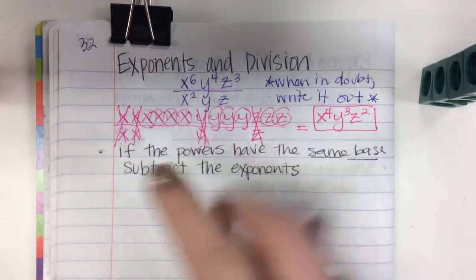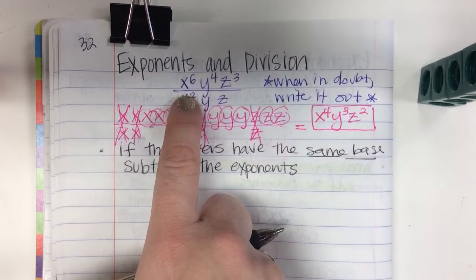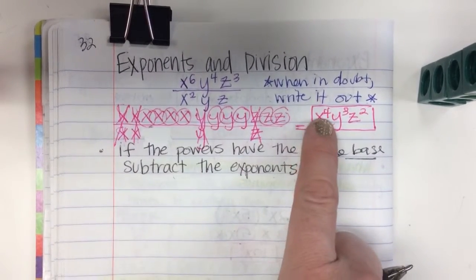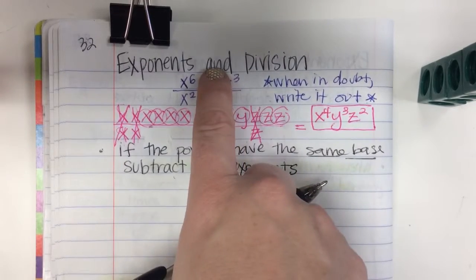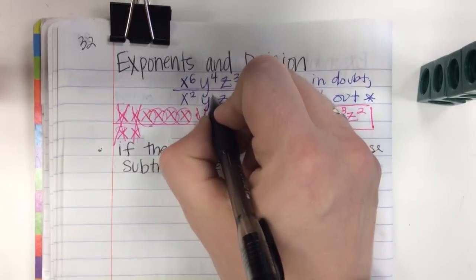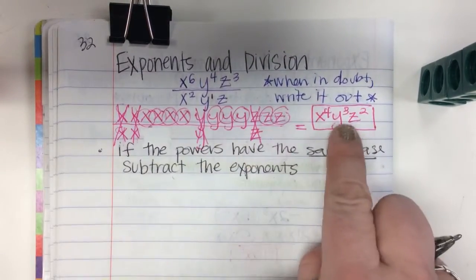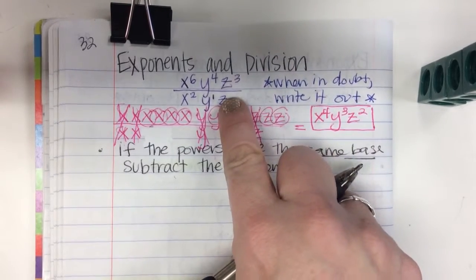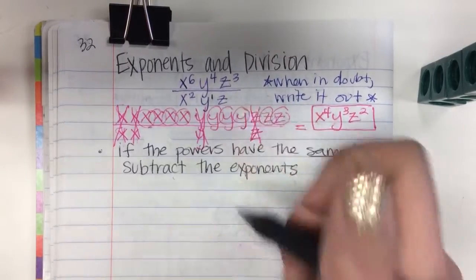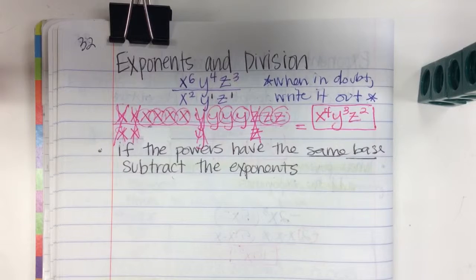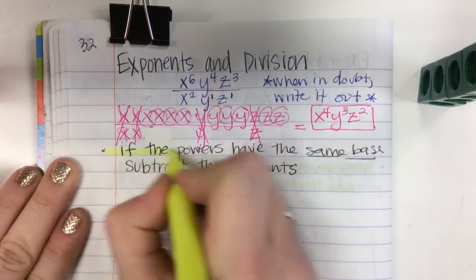Subtract the exponents. 6 minus 2, because x and x are the same base, 6 minus 2 is 4. 4 minus, what's the exponent down here with the y? 1. 4 minus 1 is 3. Z and z are the same base. 3 minus 1 is 2. If the powers have the same base, subtract the exponents.